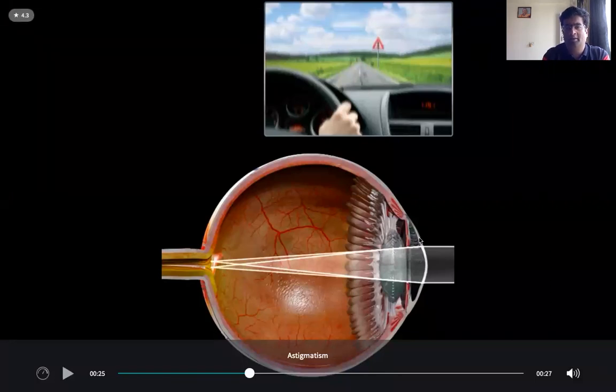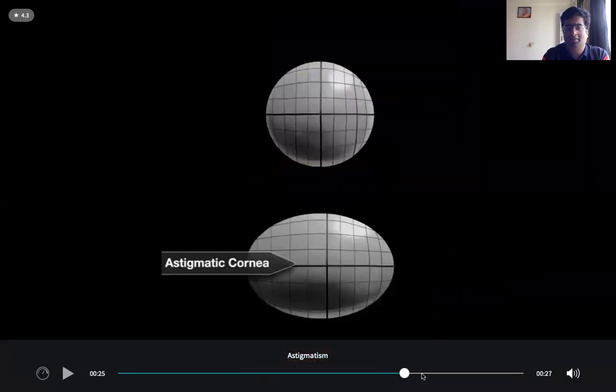So you can look here, there is an uneven curvature of the cornea, and as a result the object appears blurred. A part of the object may be clearly in focus while the remaining part may appear blurred. This is due to the uneven curvature of the cornea. You can see here the difference between the normal shape of the cornea and the astigmatic cornea. So astigmatism is basically a condition that arises due to the uneven curvature of the cornea.